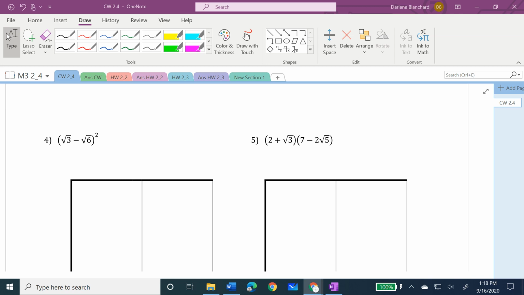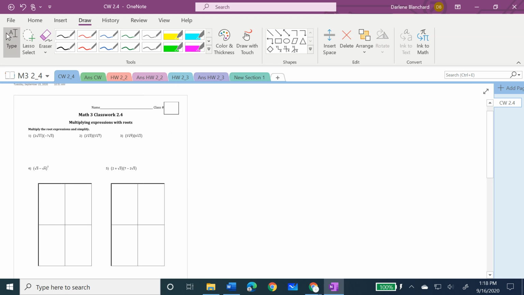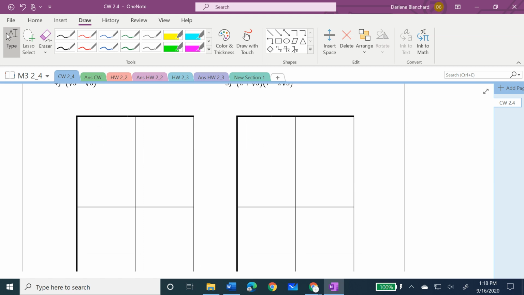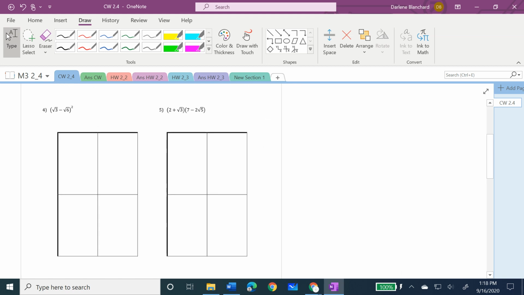Okay. 2 plus root 3 is one of the binomial expressions, or basically just it has two terms. And then 7 minus 2 root 5 is the other thing that's multiplying, and it has two terms.